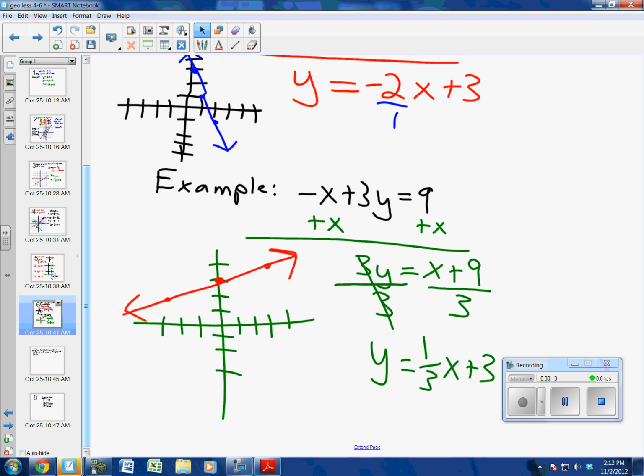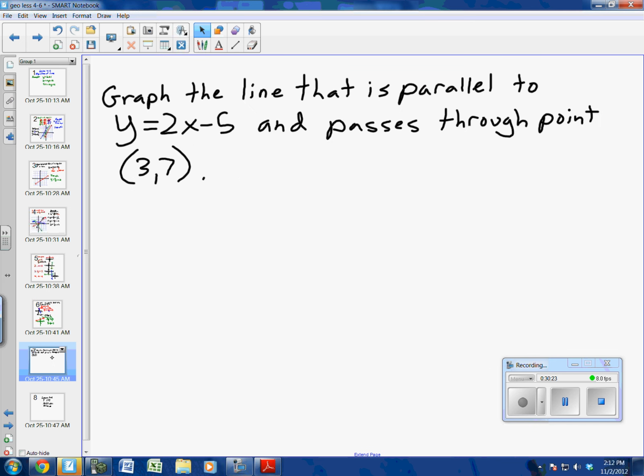Any questions there? How many of you can do that? Solve the equation for x, or for y, put it in slope-intercept form. Okay. Last kind of problem. These are kind of toughies. Okay, this one's a tough problem.